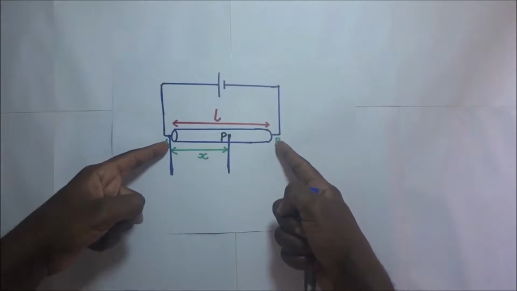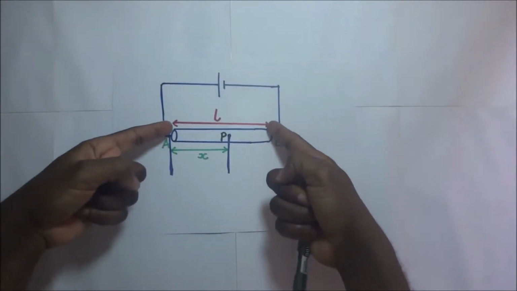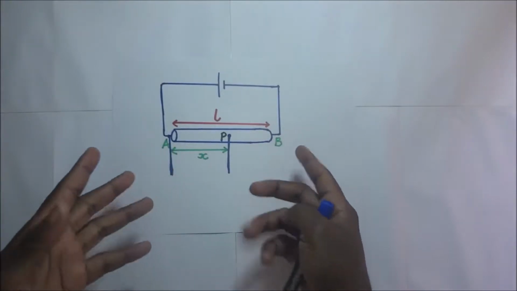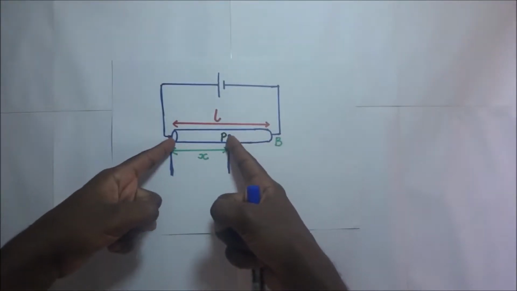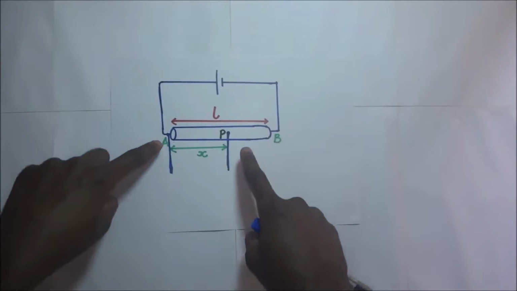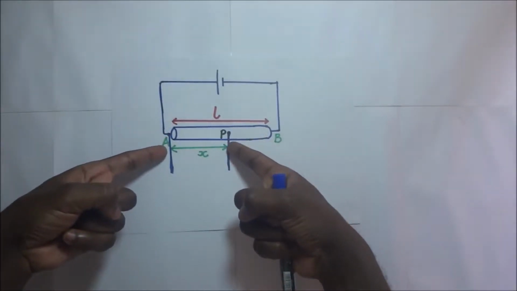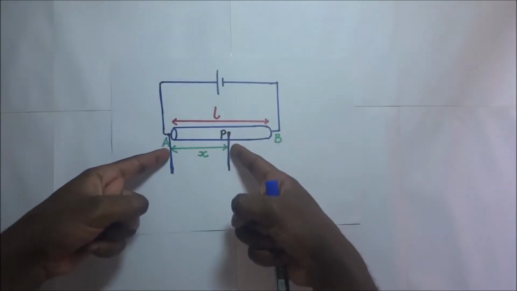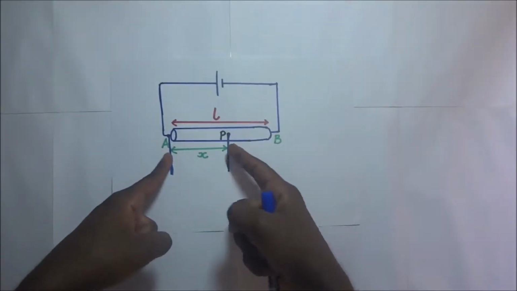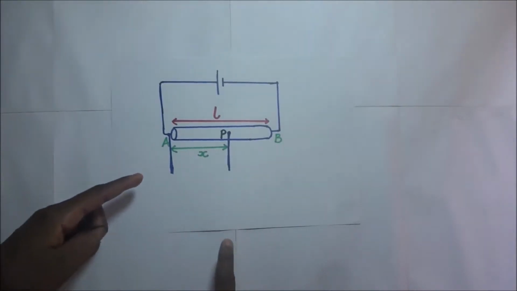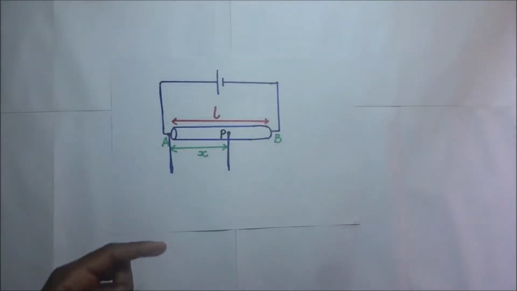Now this slide wire AB has its length L, and we are also interested in a portion of that slide wire which we have called AP, and that portion of the slide wire we are calling length X. Now let's go on and find the potential difference across this slide wire.